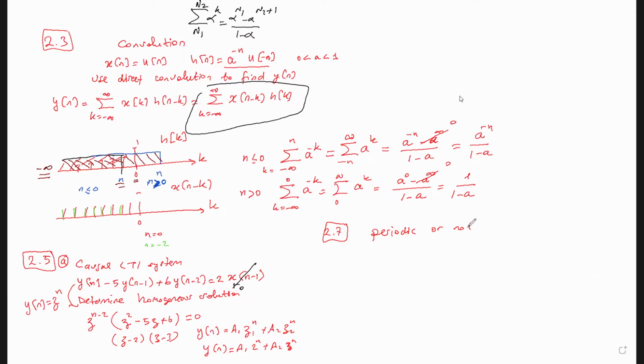Periodic or not? Let's remember how to determine whether a sequence is periodic or not. First of all, if a sequence is periodic, then we should determine its period. Usually it's written in this form, where n is the period.